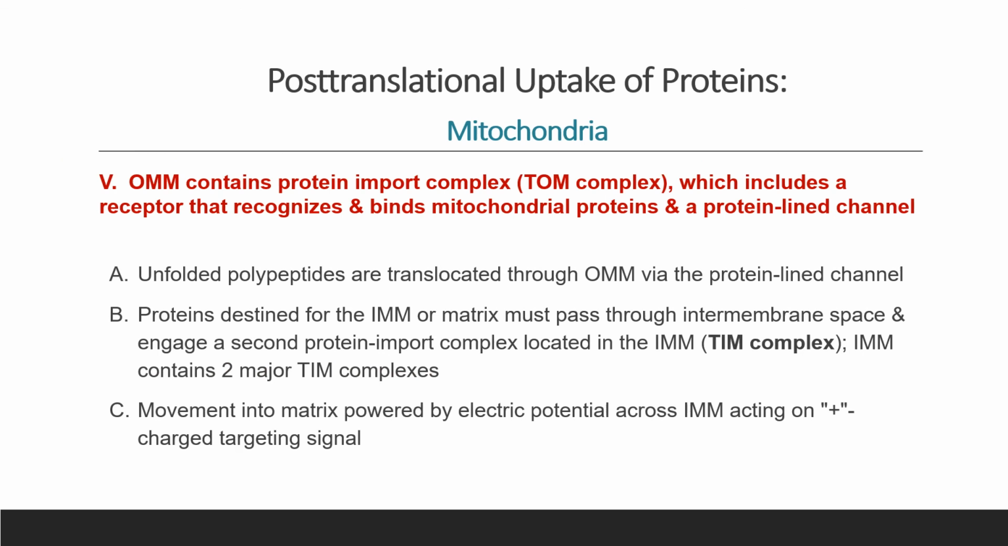The outer membrane contains a protein import complex, or the TOM complex, which includes a receptor that recognizes and binds mitochondrial proteins and a protein-lined channel. Unfolded polypeptides are translocated through the outer mitochondrial membrane via the protein-lined channel, and proteins destined for the inner mitochondrial membrane or matrix must pass through the intermembrane space and engage a second protein import complex located in the inner mitochondrial membrane, called the TIM complex.